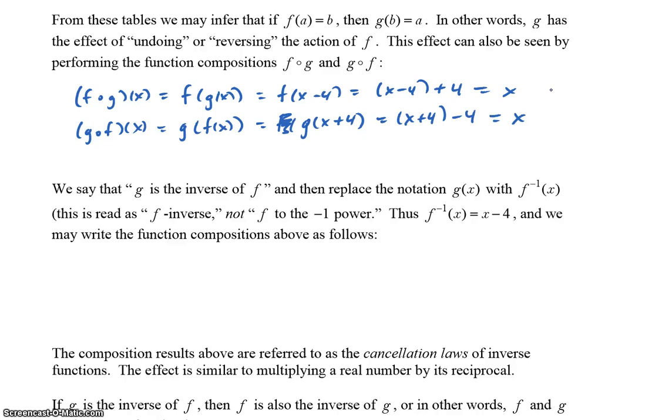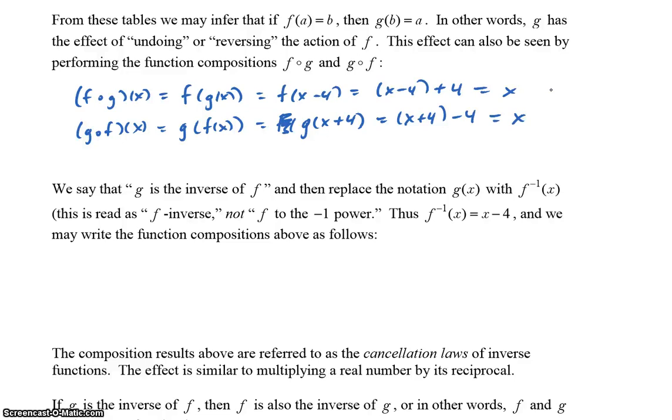So when we see this, what we might call a cancellation effect, occur when we do the function composition of f with g or g with f, then we say that g is the inverse of f, and then we can use a new notation, a special notation used for inverse functions. We call g of x f inverse of x.